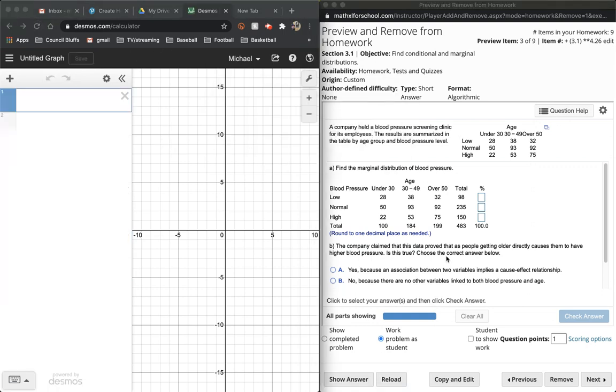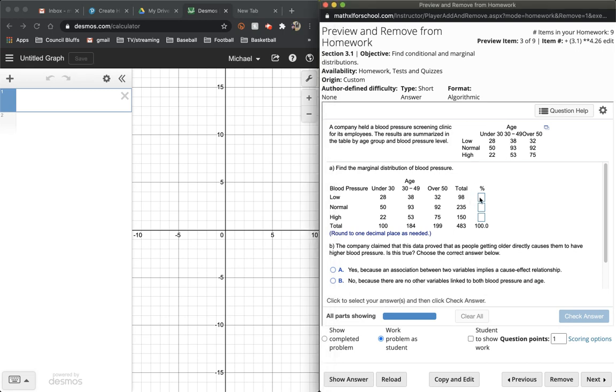Okay. Number 3, find the marginal distribution of blood pressure. Okay, notice this is totaled out already. So the marginal distribution of blood pressure, in this case, is going to be the percentage breakdown along this margin here. In other words, out of the 483 employees, what percent of them had low blood pressure, what percent of them had normal, so on and so forth.